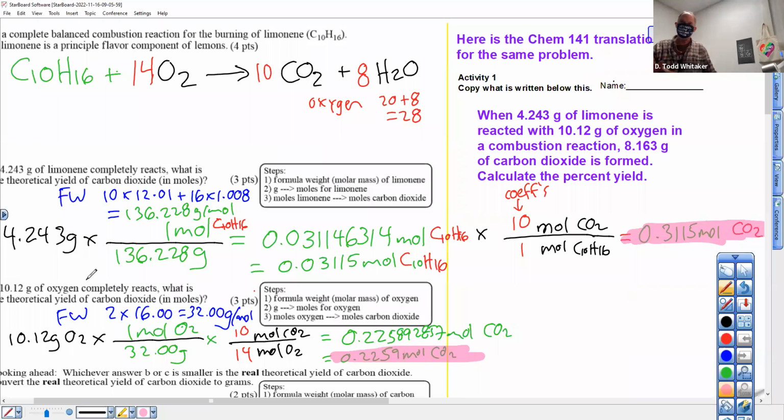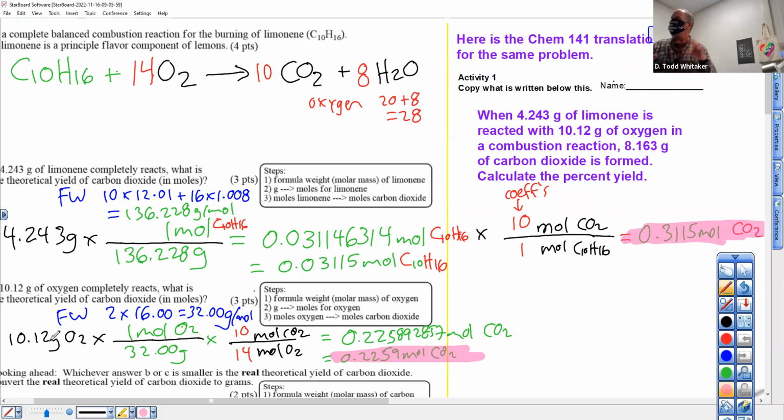I'm sure you've seen it, you just didn't study it because you knew it wasn't on the test yet. Limiting reactant is the one that runs out. Hey, guess how much reaction happens after one of the chemicals runs out? None. 0. Game over. So if anybody tries to tell me it's at all possible to make 0.3115 moles of CO2, then you're living in an alternate universe. Because after you made 0.2259 moles of CO2, this oxygen is gone. You can't react oxygen if you don't have oxygen.